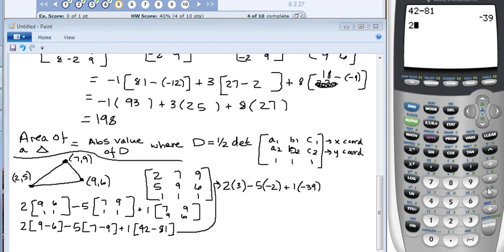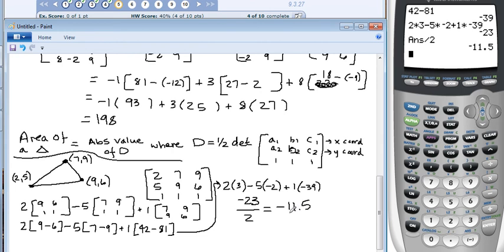All right. Using your calculator to go straight across just as you see it: 2 times 3 plus 5 times a negative 2 plus 1 times a negative 39. We get some sort of a number of negative 23. Okay, so that's the determinant of this thing. We're supposed to take that in half, so I'm going to divide that by 2. We got negative 11.5. Okay, and then I want the absolute value of that. Remember, we just take the positive value.